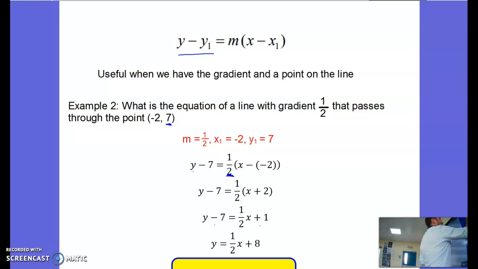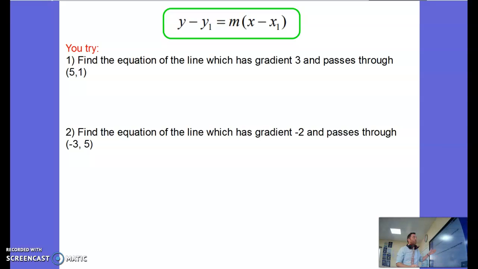Let's have a couple for you to try now. So using that formula, see if you can find the equation of these two straight lines. I say pause the video now, have a go at those and see if you get the right answer. So pause the video now. And here is your answer.